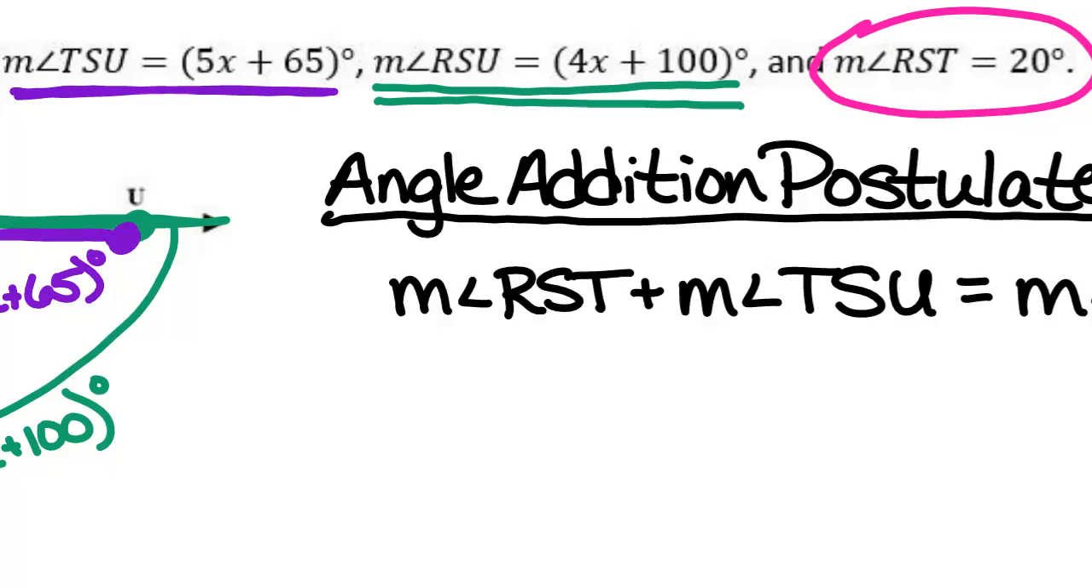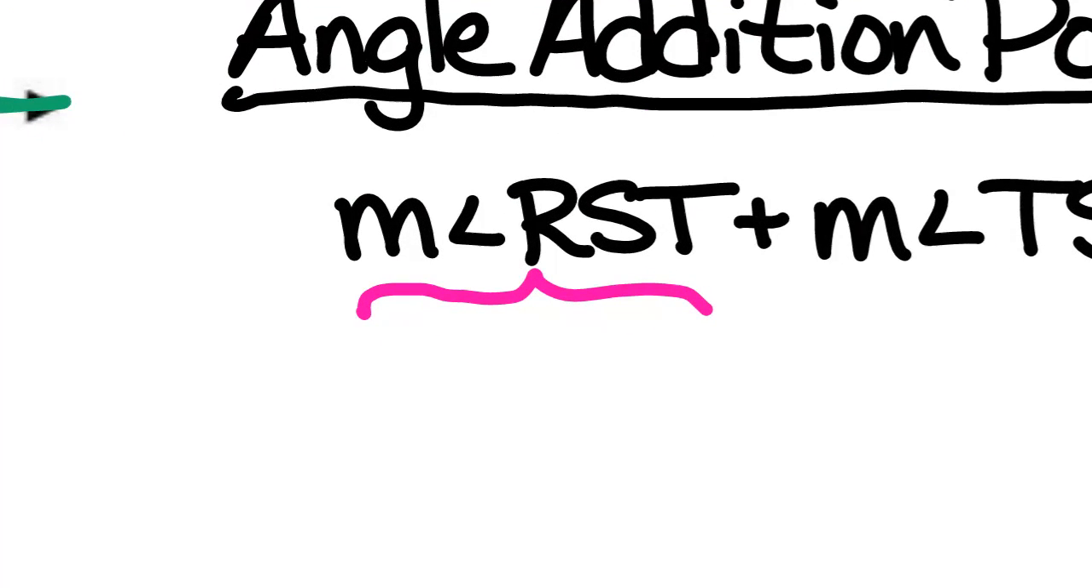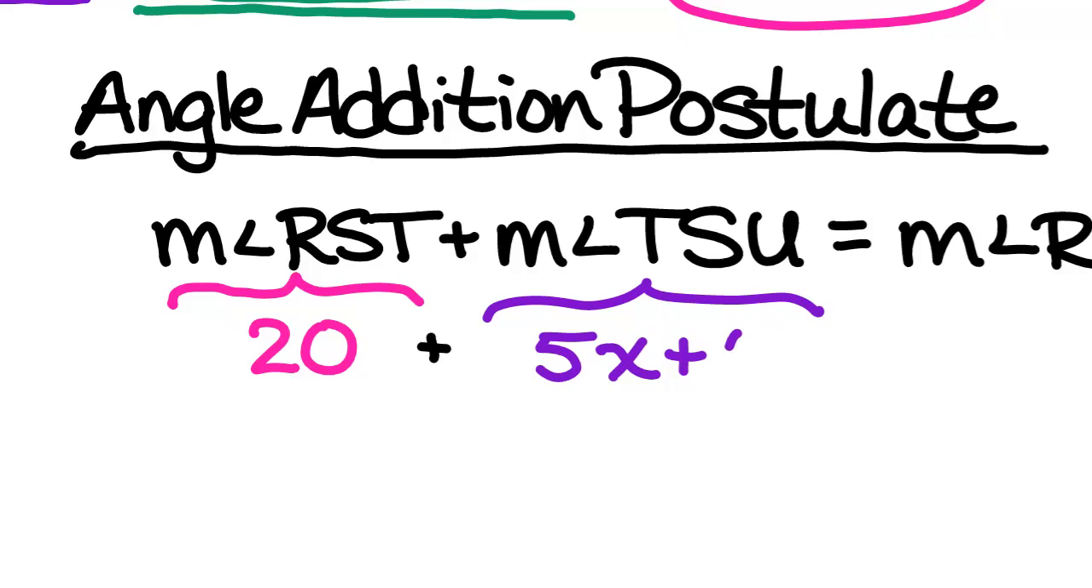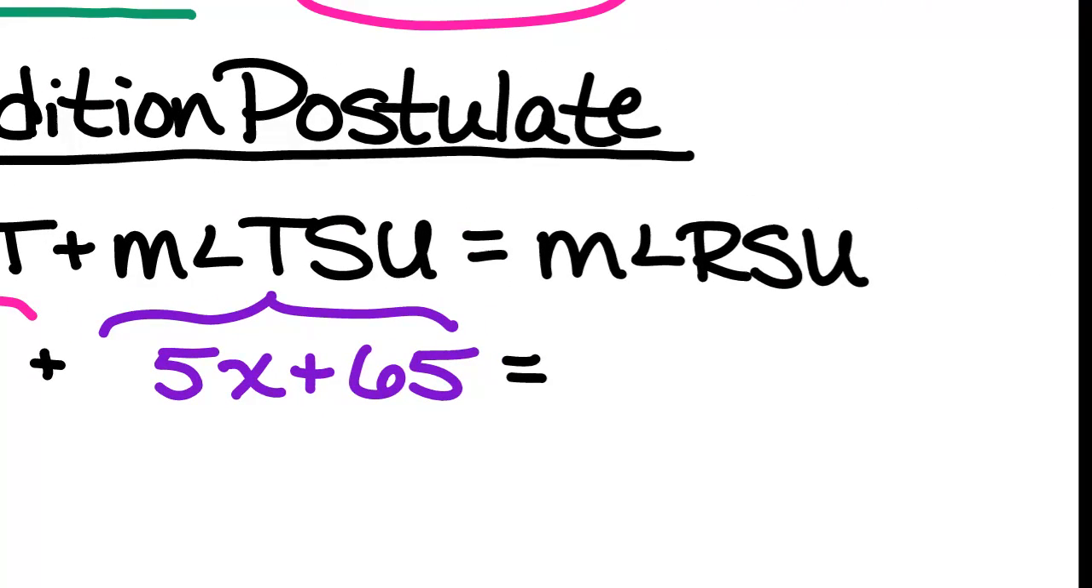Now I'm going to use some substitution. What can I put in the place of RST? 20. What goes in the place of TSU? 5x plus 65. And then what goes in for RSU? 4x plus 100.